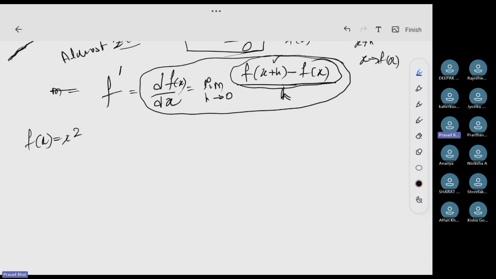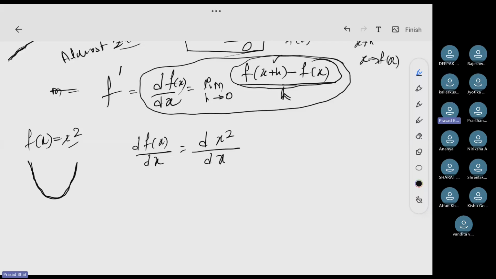So then what happens? I told you, just like an MSE curve, it looks like this. Correct. When I apply differentiation on this, then df of x by dx is equal to d of x square divided by dx, right? The exponent comes down to the floor, like 2 into x power 1. This is a standard rule, so you can simply memorize it.